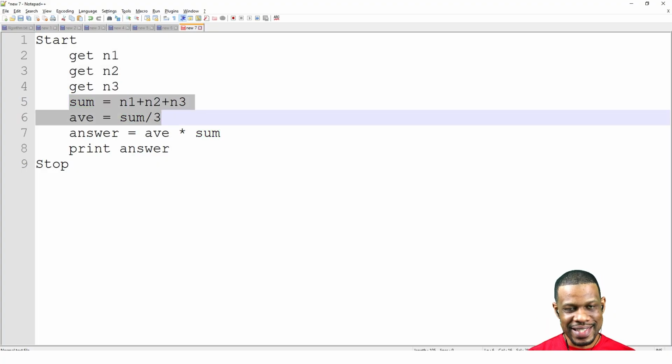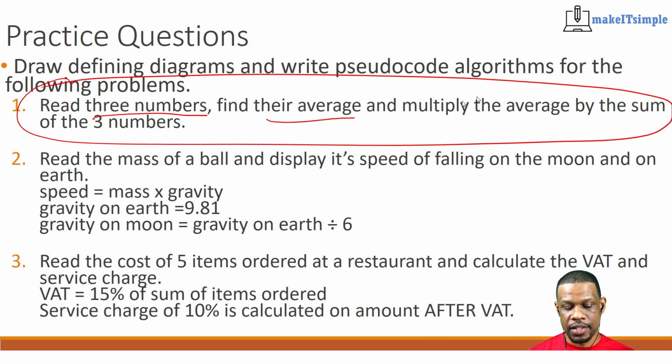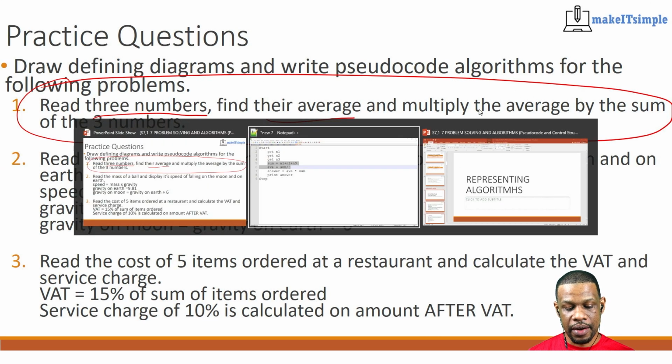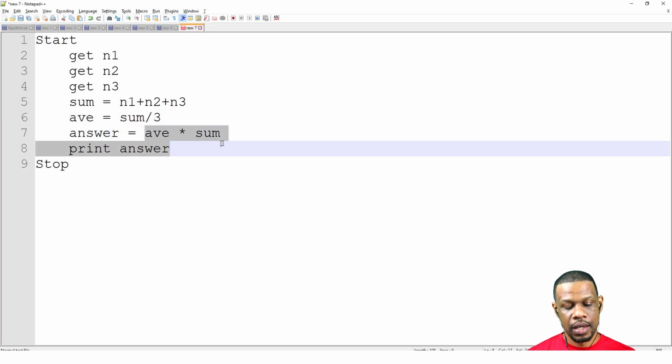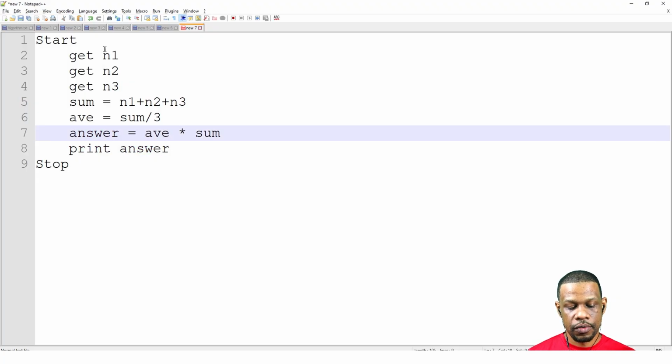Remember, the computer doesn't care what the numbers are. All the computer needs is the instructions on how to solve the problem. And then the last thing was multiply the average by the sum of the 3 numbers. Did we do that? Yes, we did. And then we printed it out. So in the end, we had 1, 2, 3, 4, 5, 6 variables, and those variables were calculated based on the instructions that we gave to the computer. So that is how you do a simple algorithm.